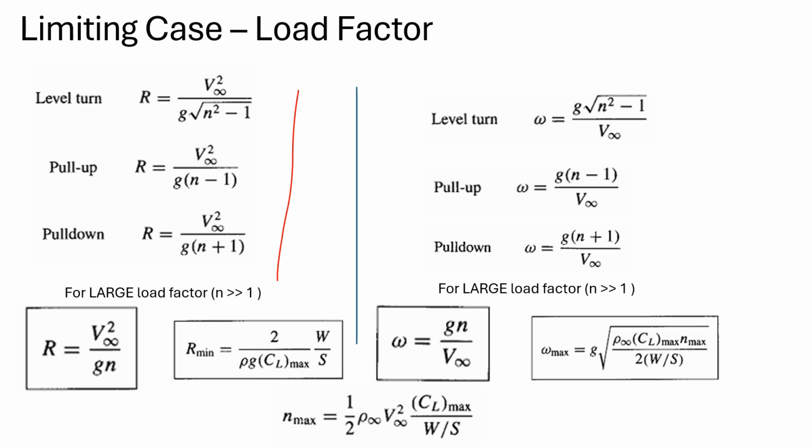On the other hand, for the rate of turn, these are the equations for omega. If we assume that for a large load factor, again n is much greater than 1, then the turning rate is g n over V infinity. The fastest turning rate is going to be g times under root rho infinity CL max over 2 times wing loading. This basically means that you're turning so hard that you're stalling the aircraft. N max will be half rho V infinity squared CL max over wing loading.